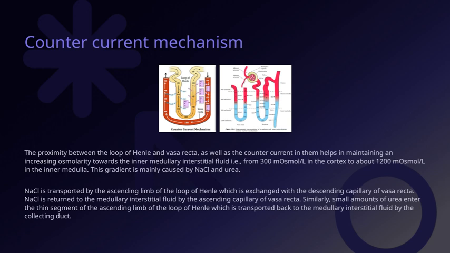The primary contributors to this osmotic gradient are NaCl and urea, and this gradient is critical for the kidney's ability to concentrate urine efficiently. This countercurrent mechanism is a perfect example of how structure and function work together to maintain homeostasis.